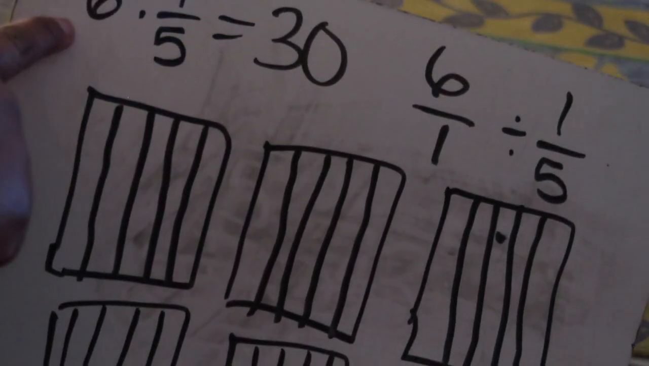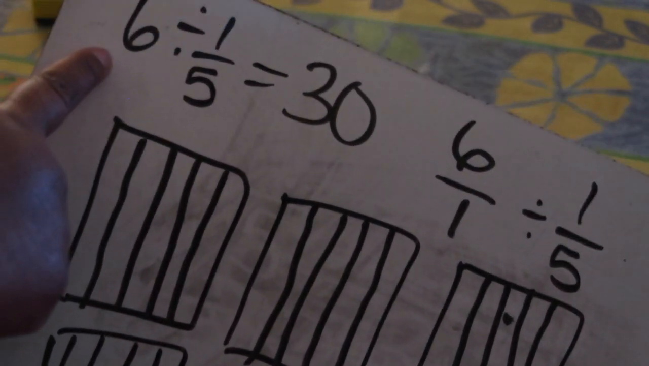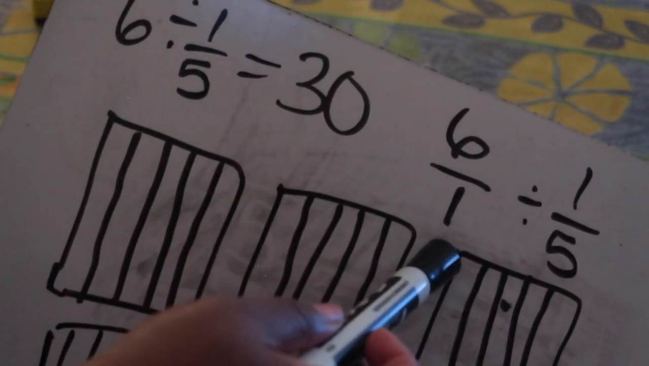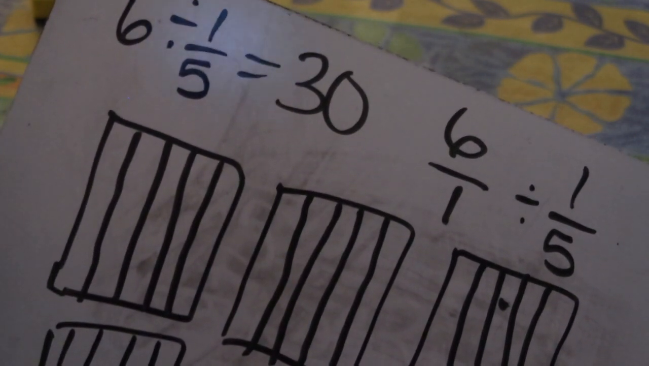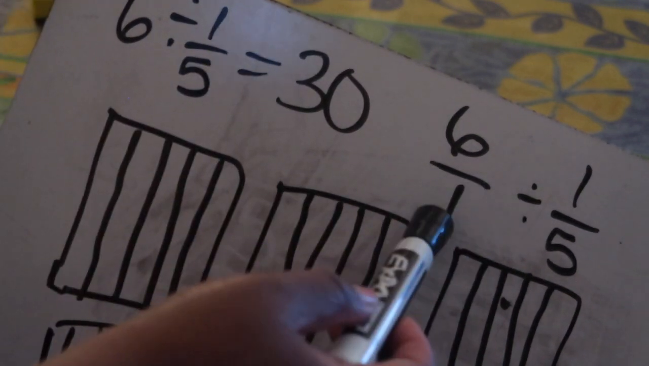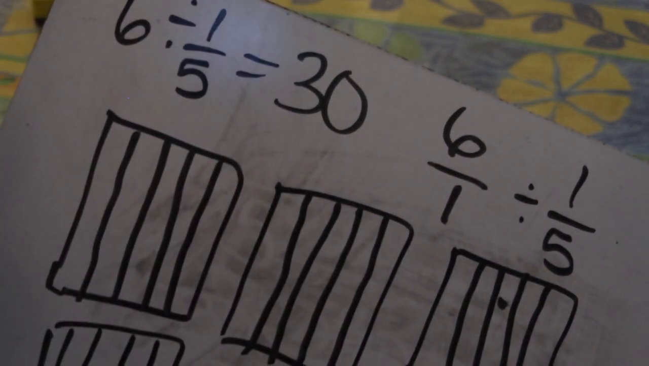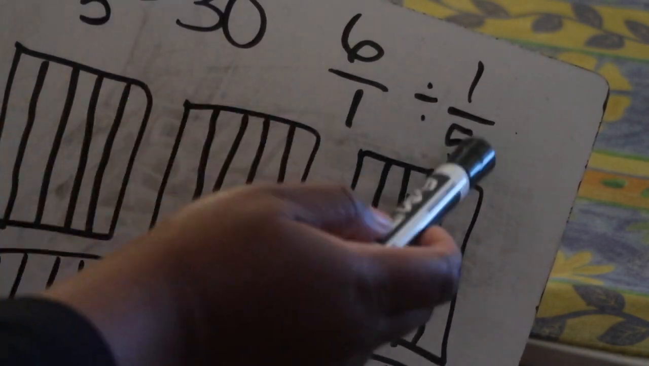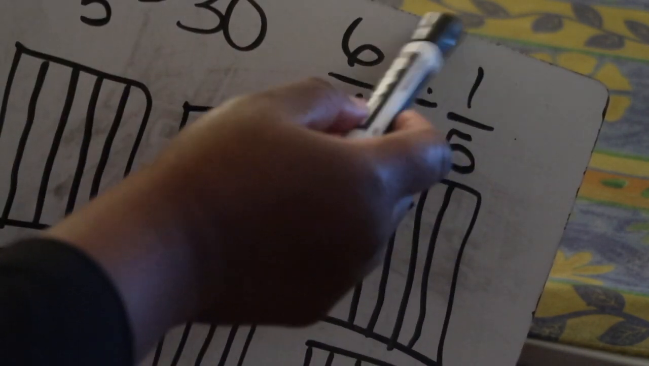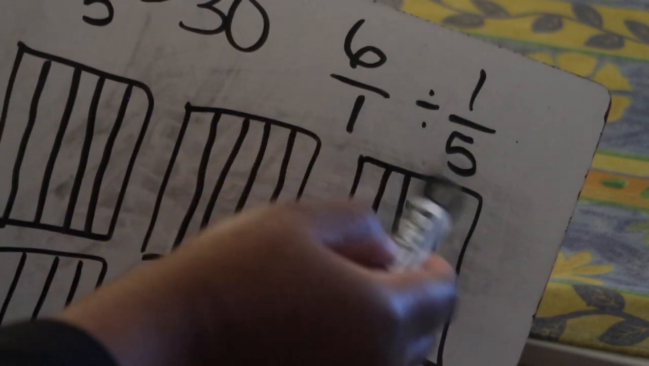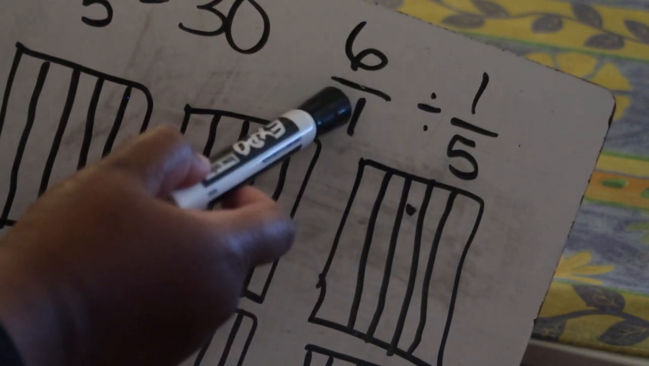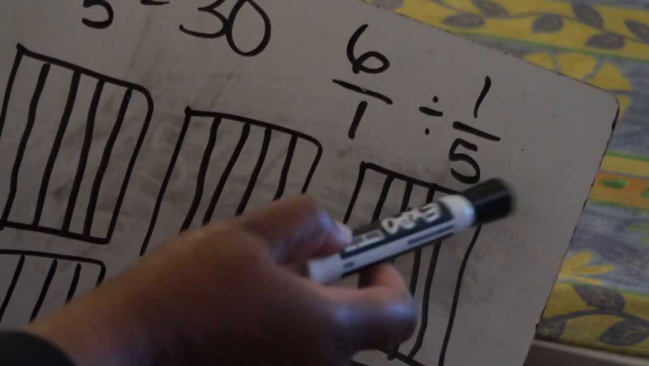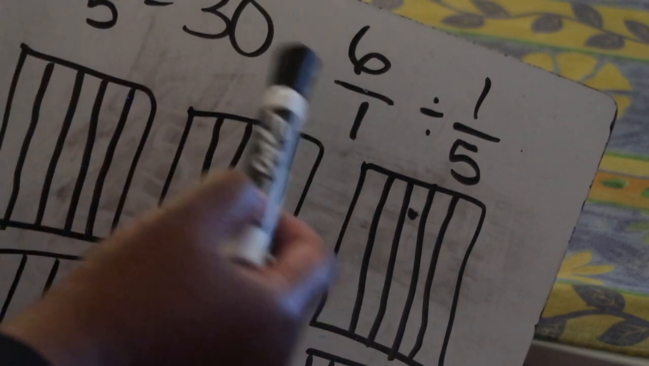Again, the algorithm is to change the whole number into a fraction. So I put a 1 underneath my whole number because it's still going to equal 6. I cannot change the whole number. It has to still equal 6. So I put a 1 as a denominator and it still equals 6. And then divided by 1/5 because again, they have 1/5 of paper, or 1/5 of each sheet of paper. And then I multiplied the numerator of the first fraction and the denominator of the second fraction, and I got 30.